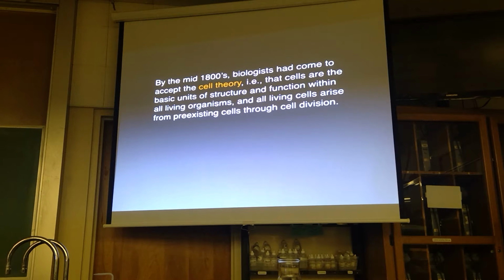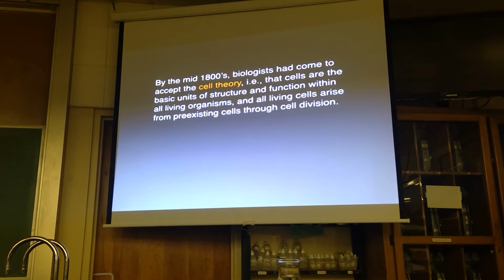So again, by the mid-1800s, biologists had come to accept the cell theory. And the cell theory says that the cell is a basic unit of structure for all living organisms. The cell is a basic unit of function for all living organisms. And all cells come from pre-existing cells by means of biogenesis. That's the basic cell theory.